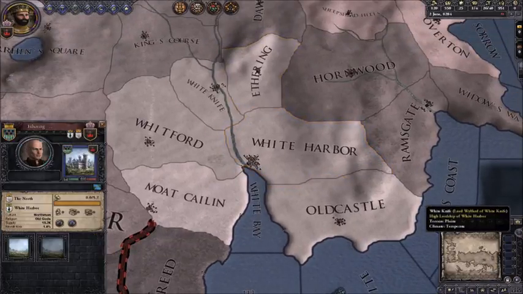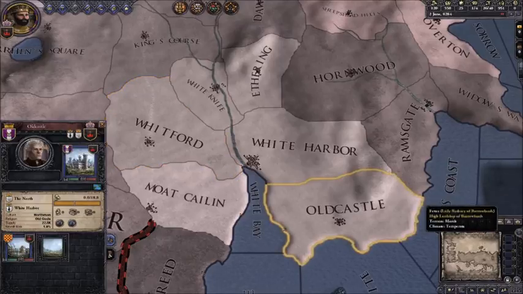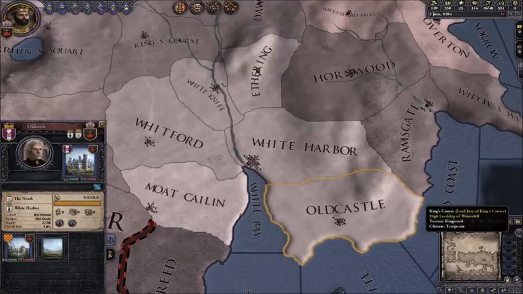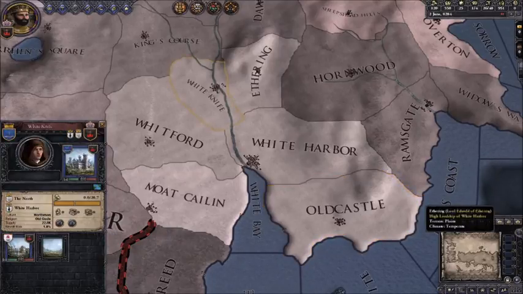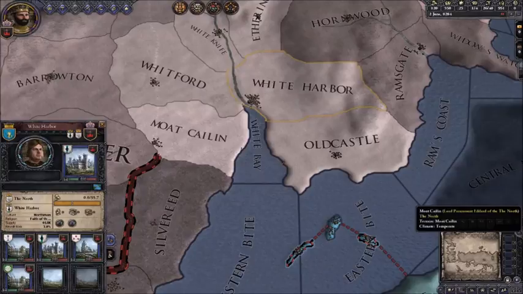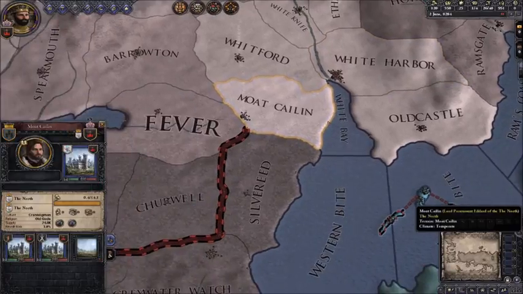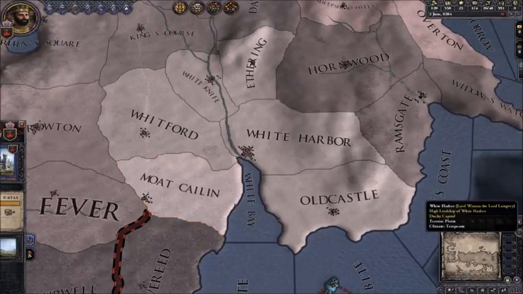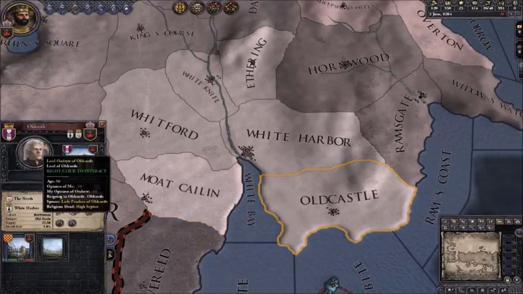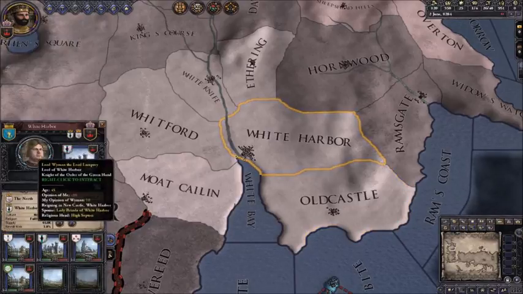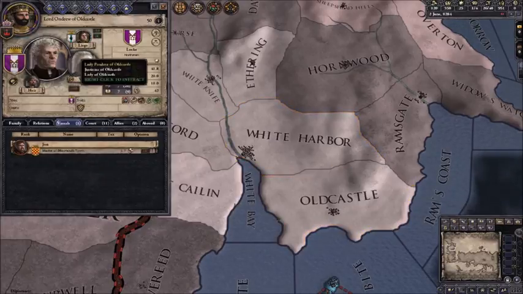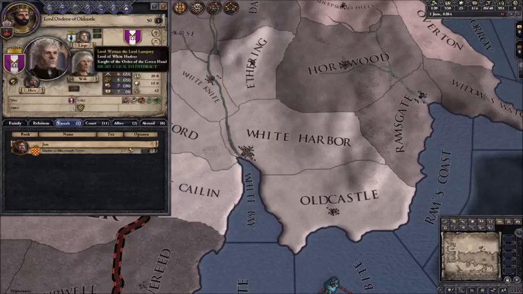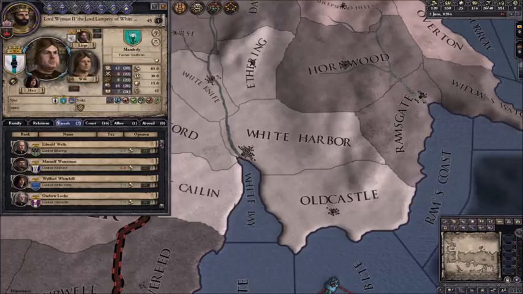hierarchical order. So a county is like White Harbor or Moat Cailin or Greywater Watch or something like that, and they are held, generally speaking, by a lord, but sometimes by a high lord, and they are all sworn to a high lord. All counts are sworn to a high lord or a lord paramount, and they pay taxes to the high lord. Then the high lord pays taxes to their king or to the lord paramount, and then if there's any tax money left over, they give the money to the king or the emperor.